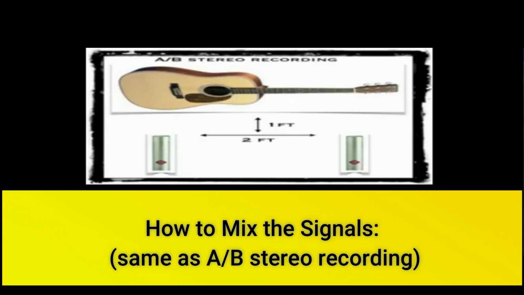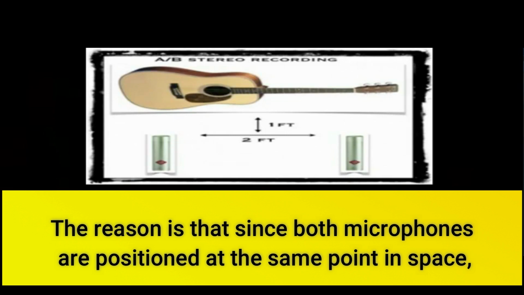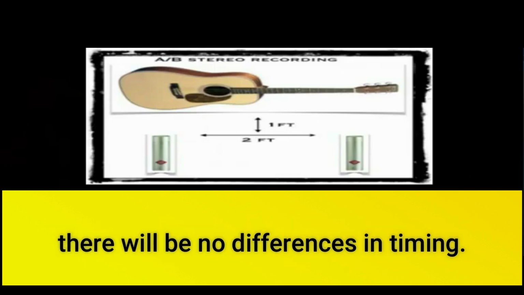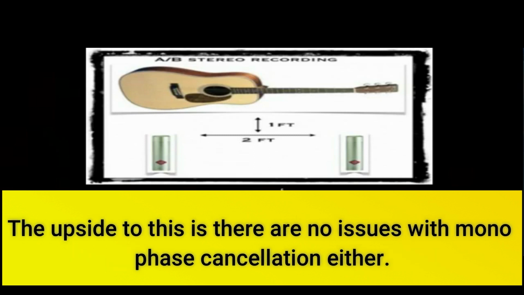How to mix the signals. Same as A-B stereo recording. How it should sound. Compared to A-B stereo recording, this technique will have less of a stereo effect. The reason is that since both microphones are positioned at the same point in space, there will be no difference in timing. The entire stereo effect will be created from the differences in frequency balance. The upside to this is there are no issues with mono phase cancellation either.